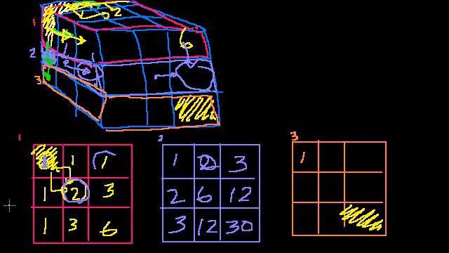I think you're seeing the pattern. So how many ways to get here? Well, it's 1 plus 2, which is 3. How many ways to get here? Well, it's 3 plus 3, which is 6. How many ways to get here? It's 1 way here and 2 from above, so it's 3. How many ways to get here? Well, 3 from behind and 3 from above, that's 6.